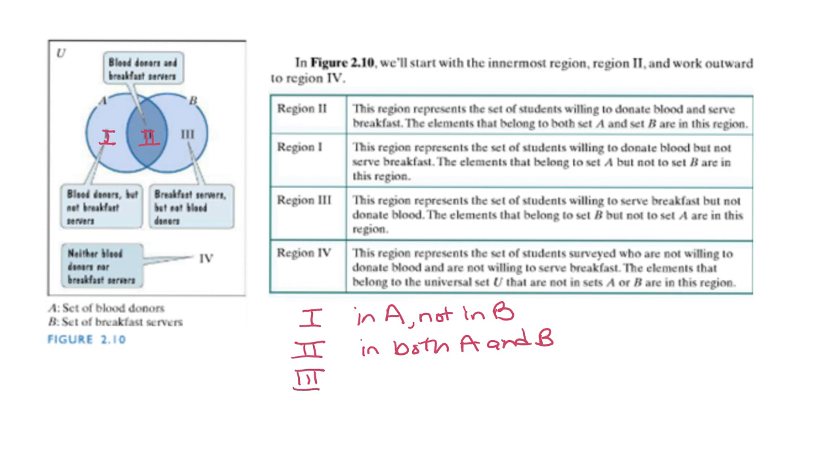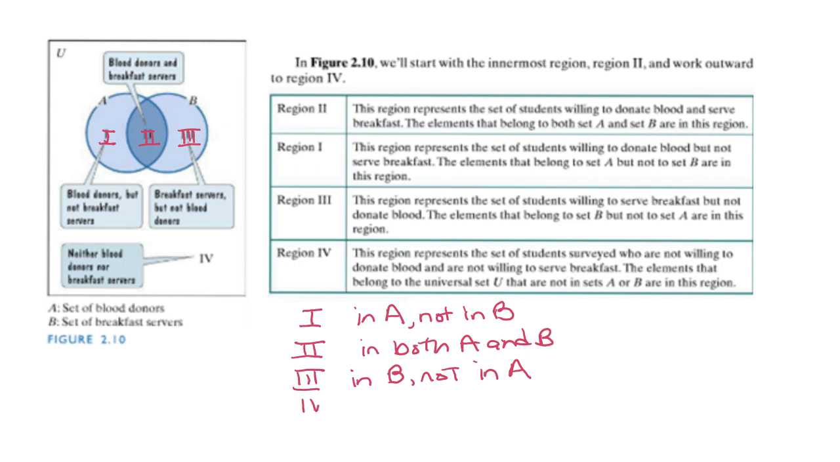Region 3 would be elements that are contained in set B and not in set A. So that is this region over here, contained in set B, but the elements are not in set A.